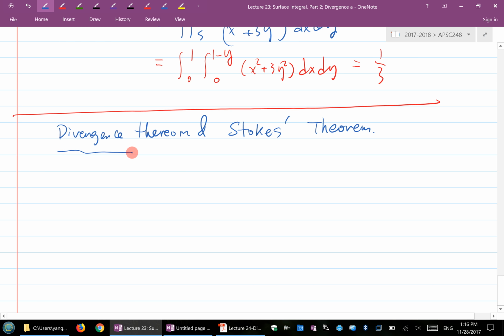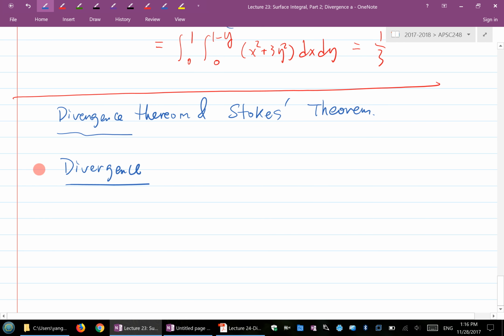Before we jump into the divergence theorem and Stokes' theorem, as you probably see, there is a new term here, divergence, right? That's not the movie. Let's look at this term here, divergence. What is this? What does divergence mean? What's the definition of that, and how do we interpret this divergence here?